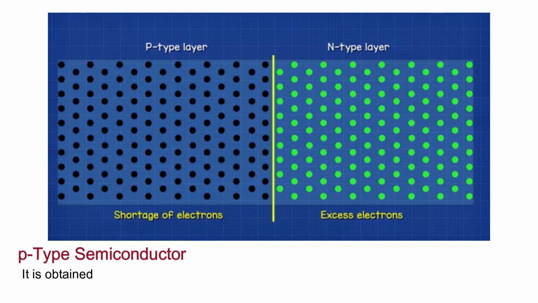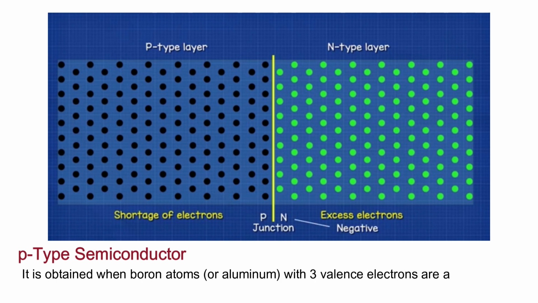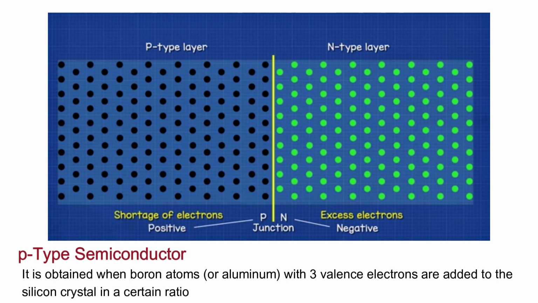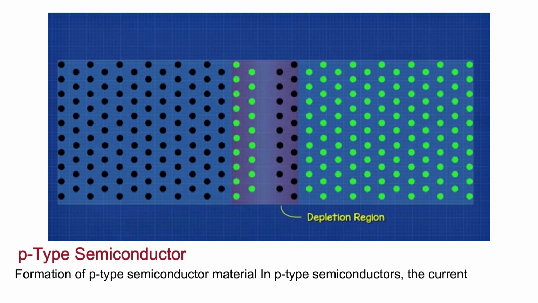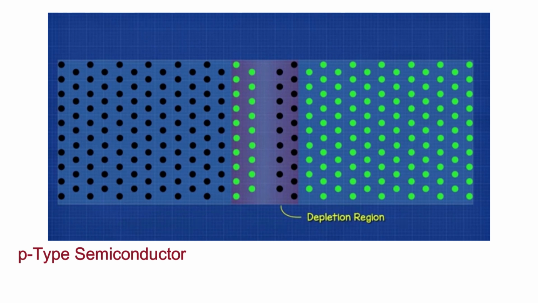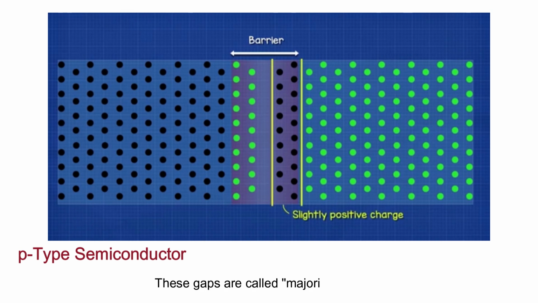It is obtained when boron atoms, or aluminum, with 3 valence electrons are added to the silicon crystal in a certain ratio. Formation of p-type semiconductor material. In p-type semiconductors, the current is mostly provided by gaps. These gaps are called majority carriers.